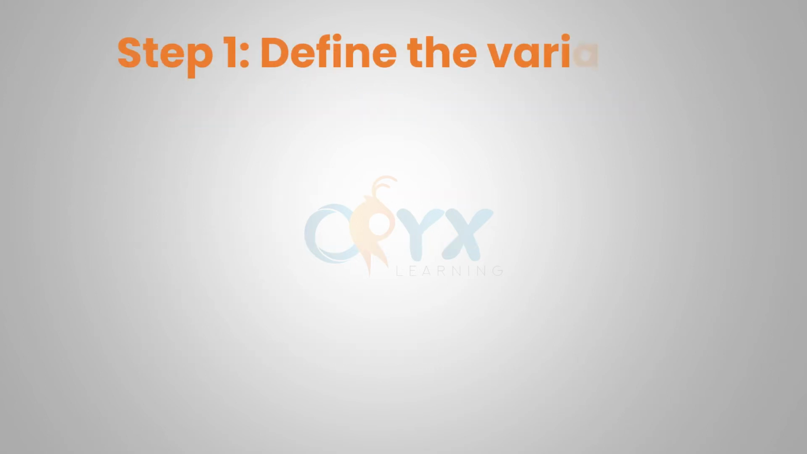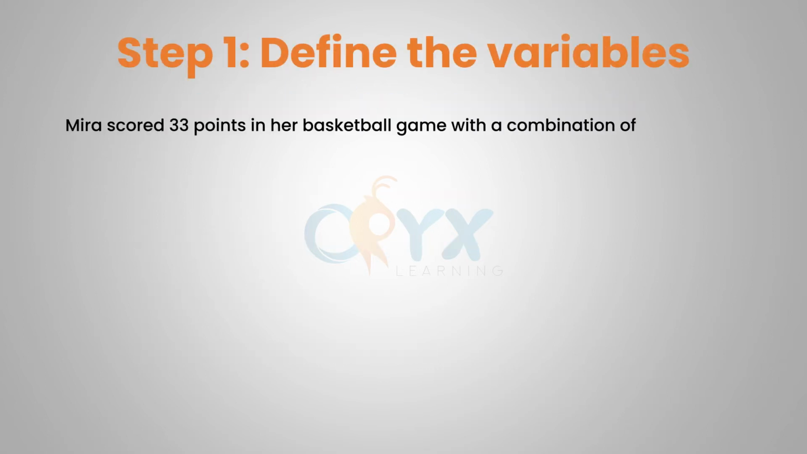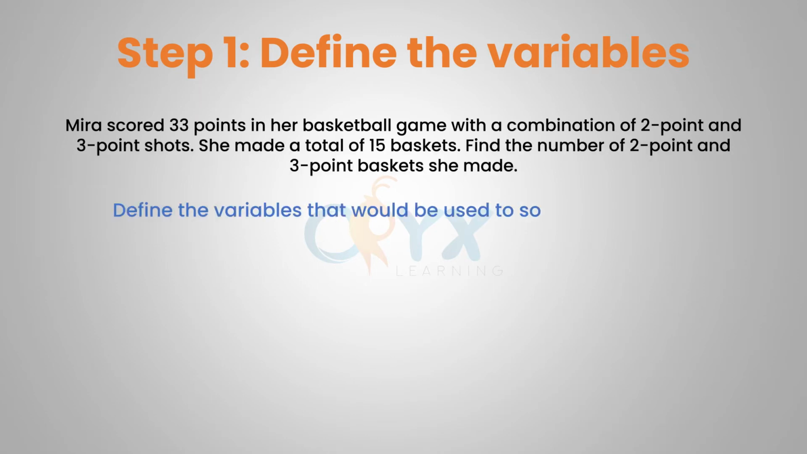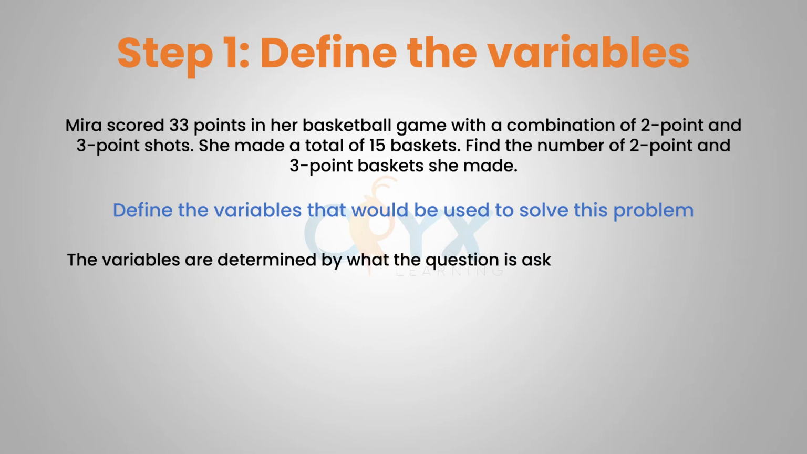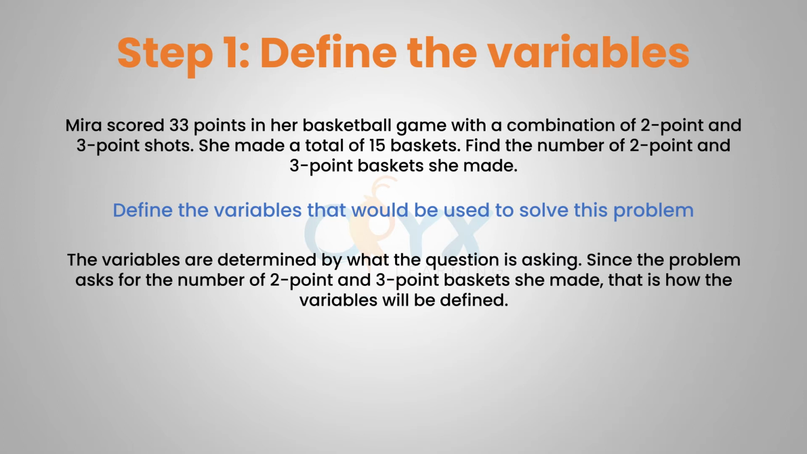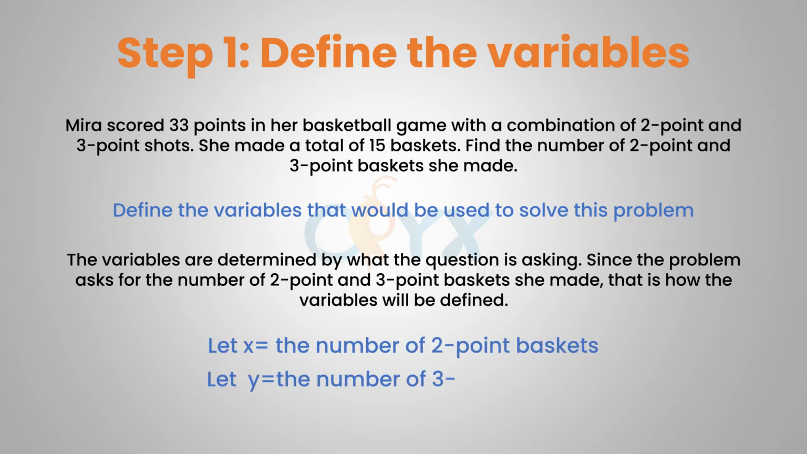So using the example of Mira, first we need to define the variables. The variables that we'll use are determined by what the question is asking. Since the problem asks for the number of 2-point and 3-point baskets she's made, that is how the variables will be defined. Let x equal the number of 2-point baskets, and let y equal the number of 3-point baskets.